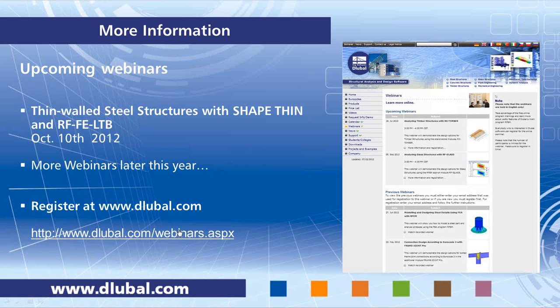The next webinar will be about thin-walled steel structures with SHAPE-THIN and RFEM LTP. What we'll do is create an arbitrary thin-walled section, import it into RFEM, do an analysis there, and then carry out a stress and stability check with RFEM LTP, which is a lateral torsional buckling program, or actually a stability analysis program that includes buckling and lateral torsional buckling according to second-order theory. Registration can be done, as always, through our website.